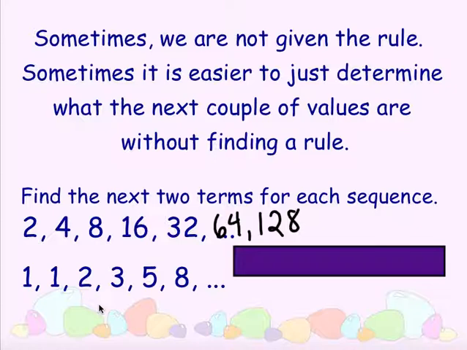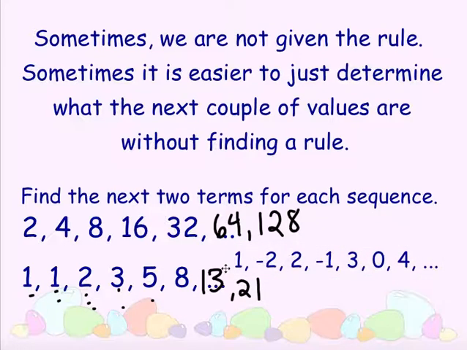So with this one, 1, 1, 2, 3, 5, 8, this one is actually a very special pattern. It's called the Fibonacci sequence. What it does is it takes the previous 2 terms, adds them up to get the next one. So for example, 1 plus 1 is 2. 1 plus 2 is 3. 2 plus 3 is 5. 3 plus 5 is 8, 5 plus 8 is 13, and 8 plus 13 is 21. So we need to find that pattern.